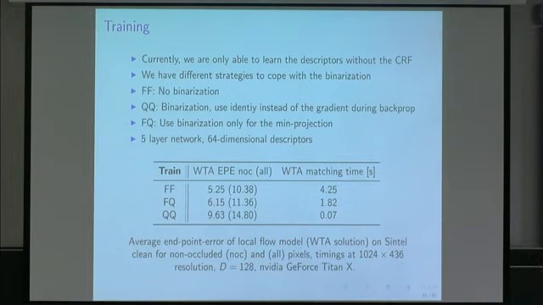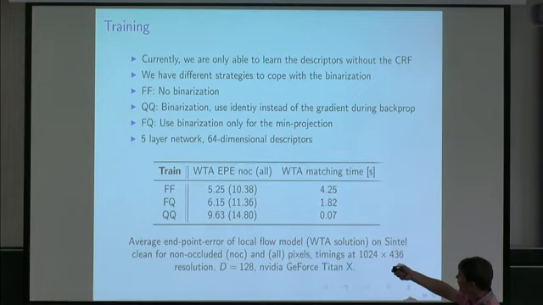So we actually have 3 different approaches to cope with the binarization. FF means no binarization, it's very slow. For example, the matching takes 4 seconds. Then QQ means binarization, and when backpropagating the error during learning, we simply ignore it and use just identity. This is called the straight-through estimator in the literature. It's much faster, as you can see, but also the error increases.